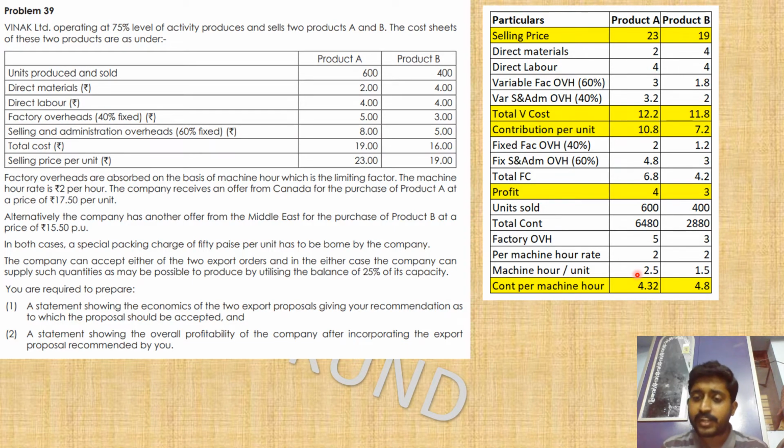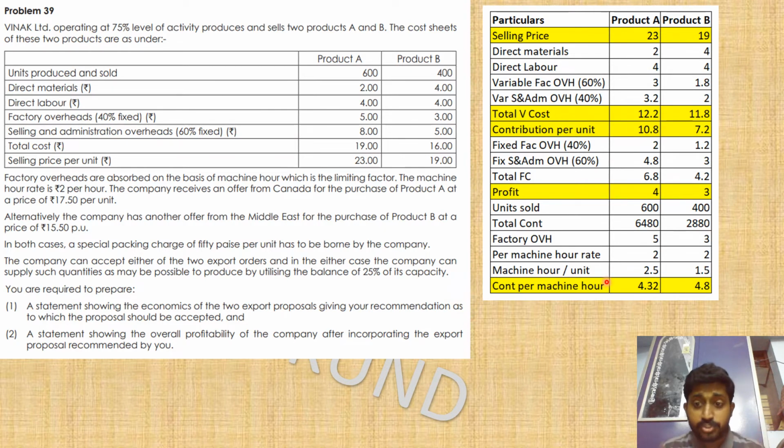So in the limiting factor problem, always what we used to do, the contribution divided by machine hours or the limiting factor. So here we have found the machine hour. So contribution per machine hour, we know the contribution per unit is 10.8. 10.8 divided by 2.5 will give you the contribution per machine hour. Okay, so contribution per machine hour, which is best? Okay, here we need not compare because product A and product B we have found the contribution per machine hour.